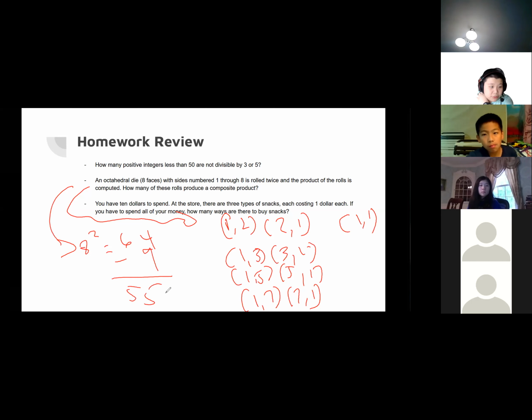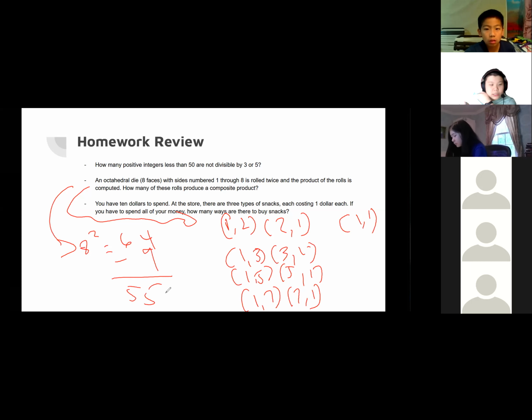Does anyone have any questions about this problem? I think most people who got this one wrong just messed up using the one times one.